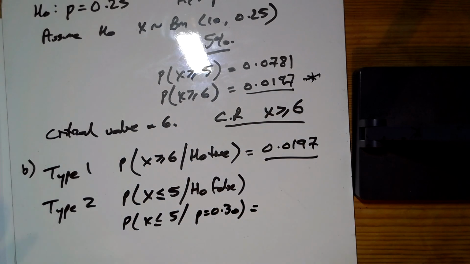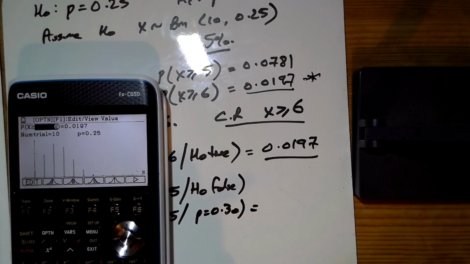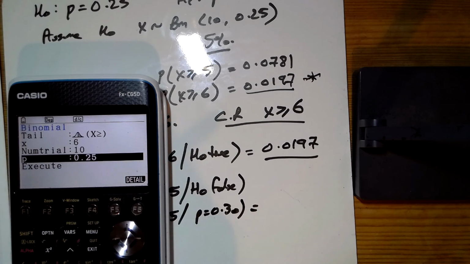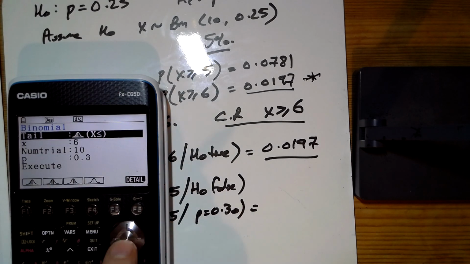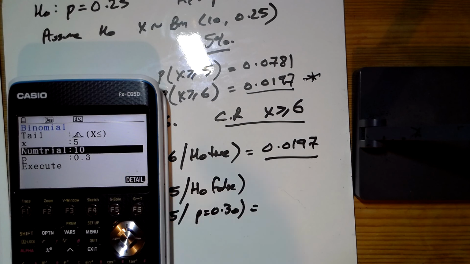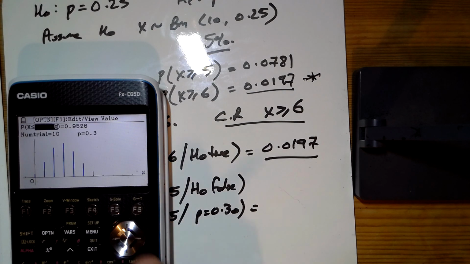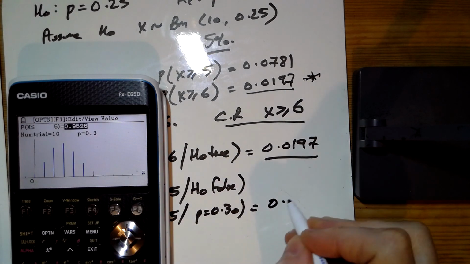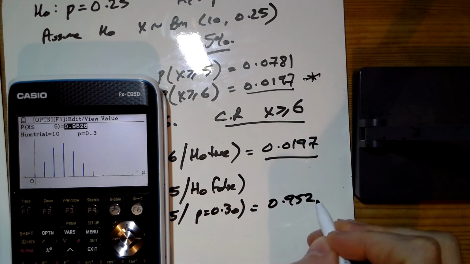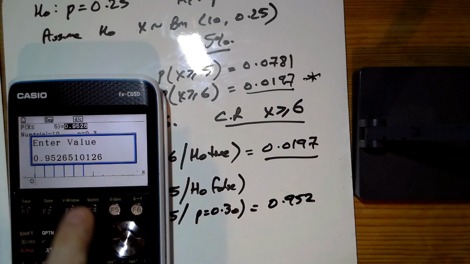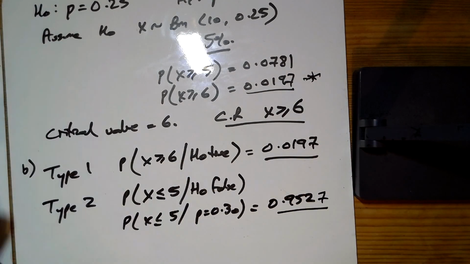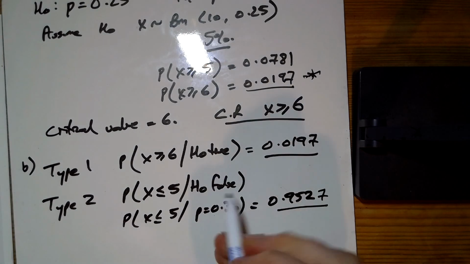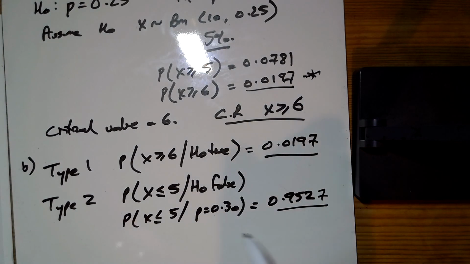So in this case here, let's go back to our calculator. We now know that this p is 0.3, and we want X to be less than or equal to 5. So we would have accepted H0 in all of those cases, and that gives us 0.9526, or if I round it, 0.9527. So the probability of making a type 2 error in that situation is 0.9527.